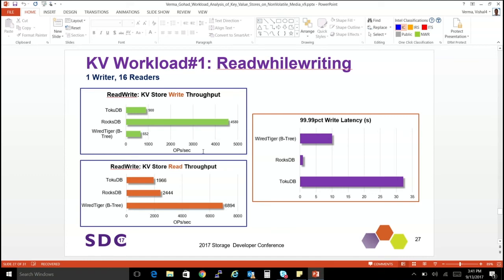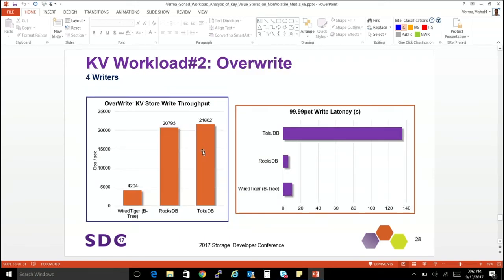How does that perform? So Fractal Tree, which is based on TokuDB, had as high as 30 seconds of P99 write latency. So that was read while writing, and then we ran overwrite, which is updating your keys when you have a data set which is already written and you're trying to update some keys. We see that TokuDB and RocksDB both were pretty fast with that, but the Btree was performing lowest among all of these 3, and the P99 was bad for TokuDB.